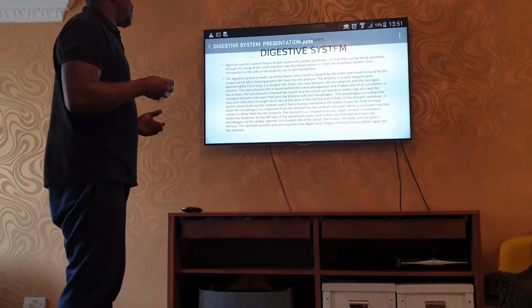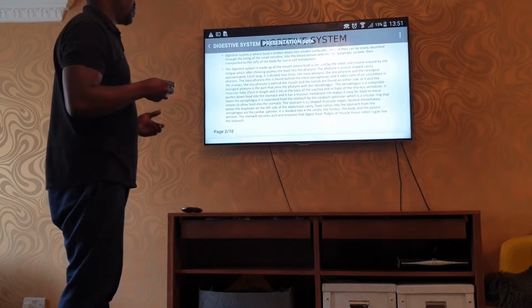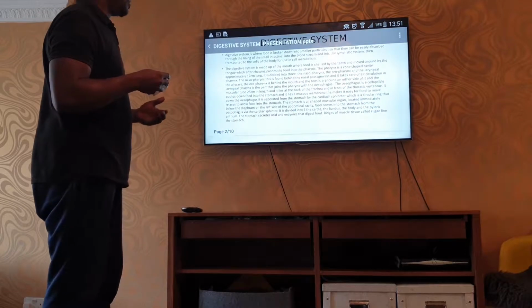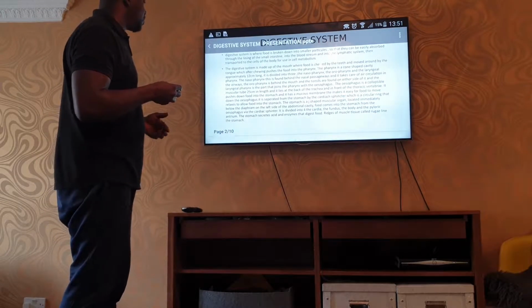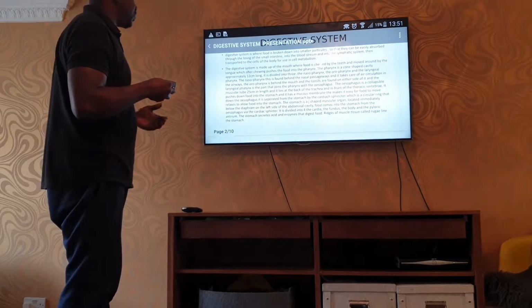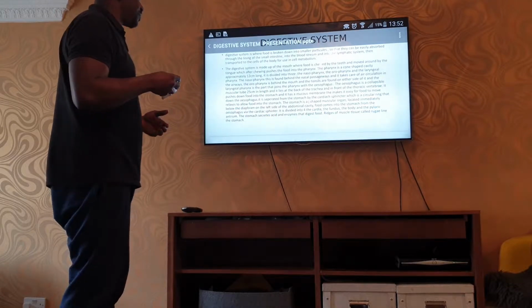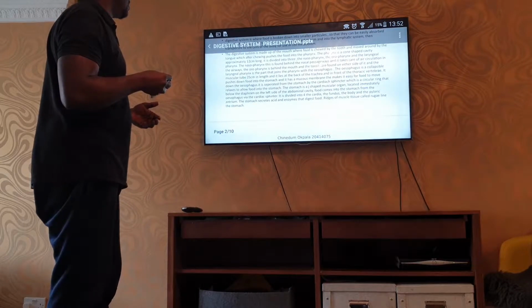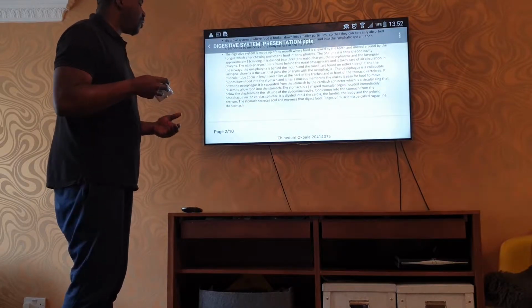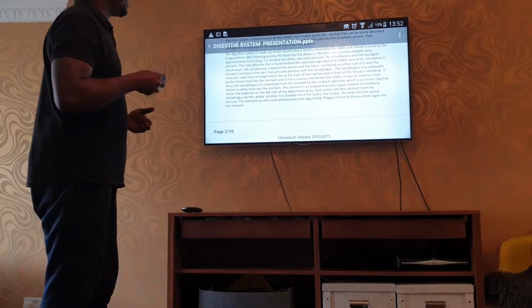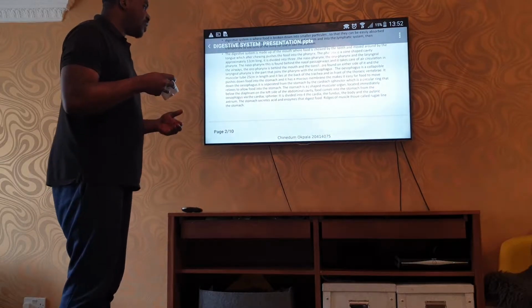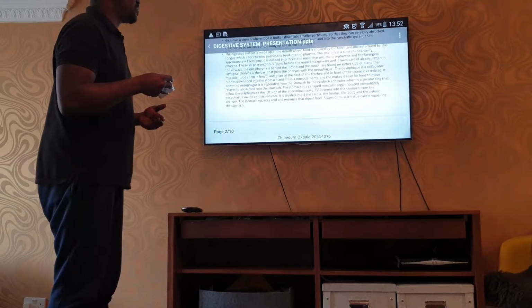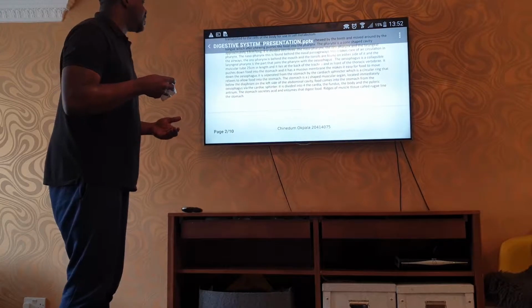The digestive system is made up of the mouth, where food is chewed by the teeth and moved around by the tongue, which after chewing pushes the food into the pharynx. The pharynx is a cone-shaped cavity approximately 12 centimeters long. It is divided into three: the nasopharynx, the oropharynx, and the laryngeal pharynx.